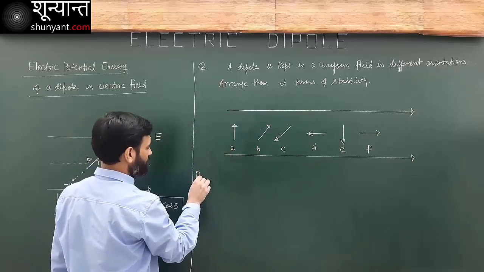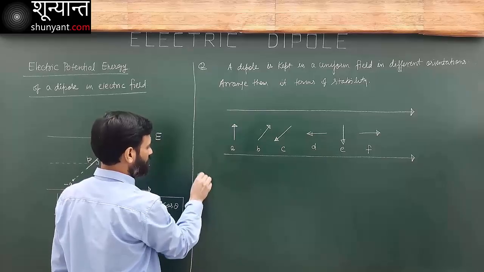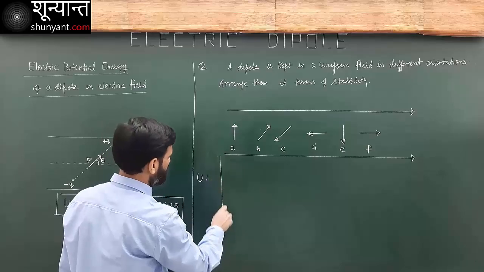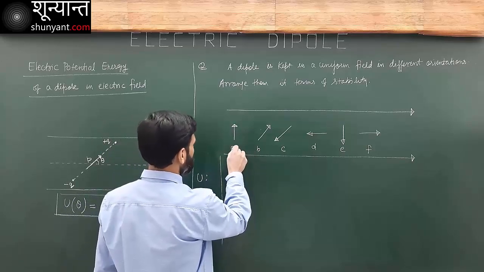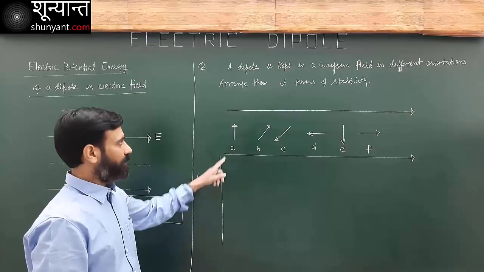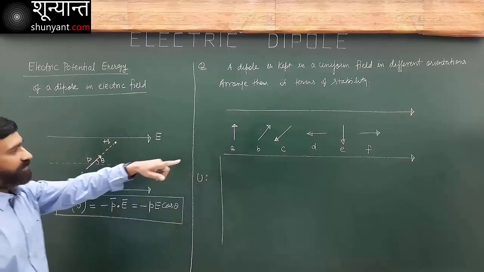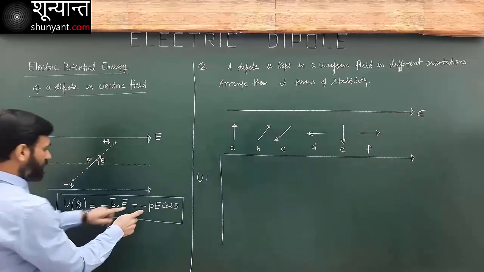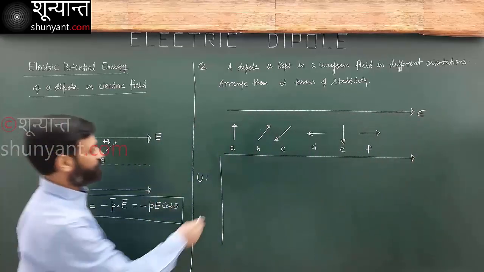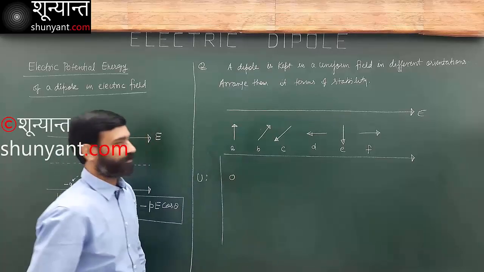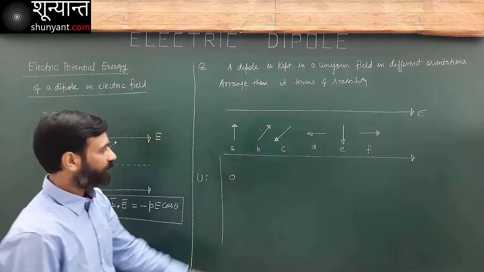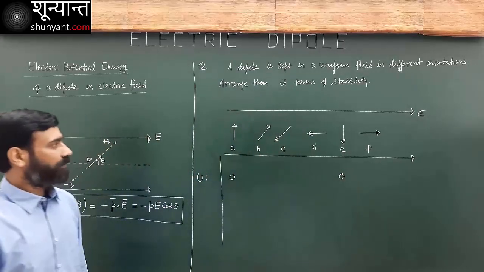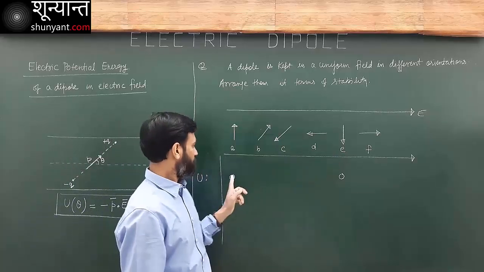Potential energy of this system U in different orientations. We will write U here. What is U of this A? What is the angle? This is field. This is field. Potential energy is minus PE cos theta. Theta is 90, so it becomes 0. Here also it is 0. 0, 0.